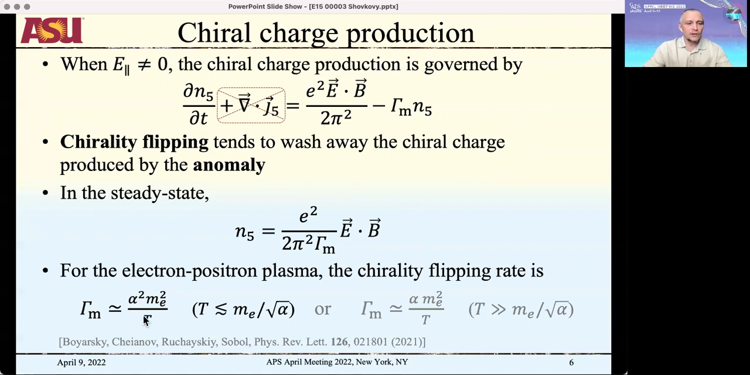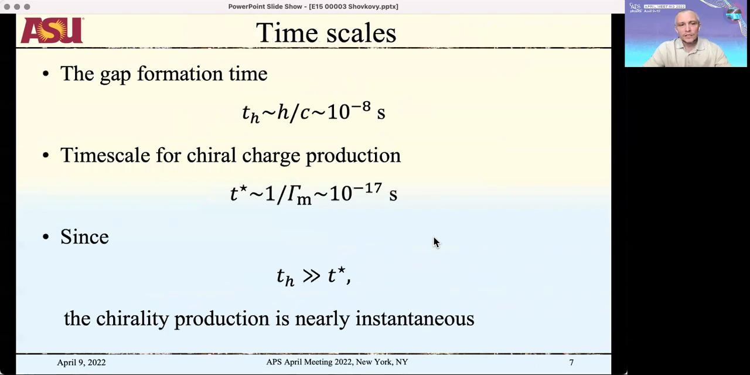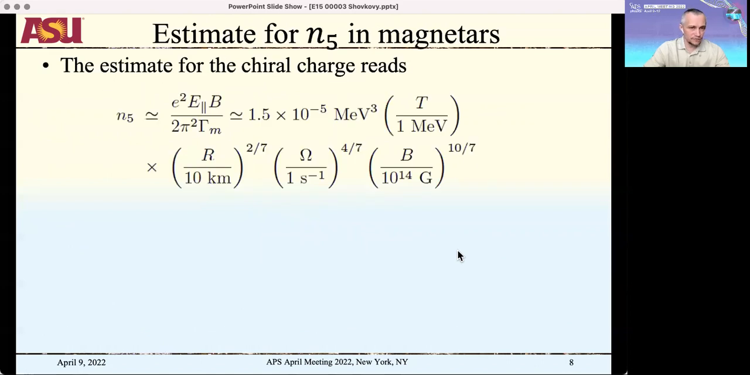The estimates for the chirality flipping rate are well known in the literature. Now, it is important to estimate the corresponding time scales, and it happens to be that the time for the formation of the gap is much longer than the chiral charge production time, and therefore the chirality production happens nearly instantaneously, and nearly instantaneously the steady state solution is achieved.